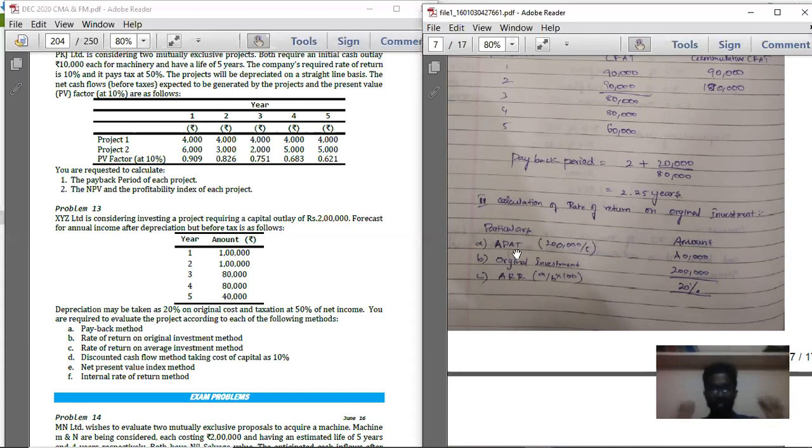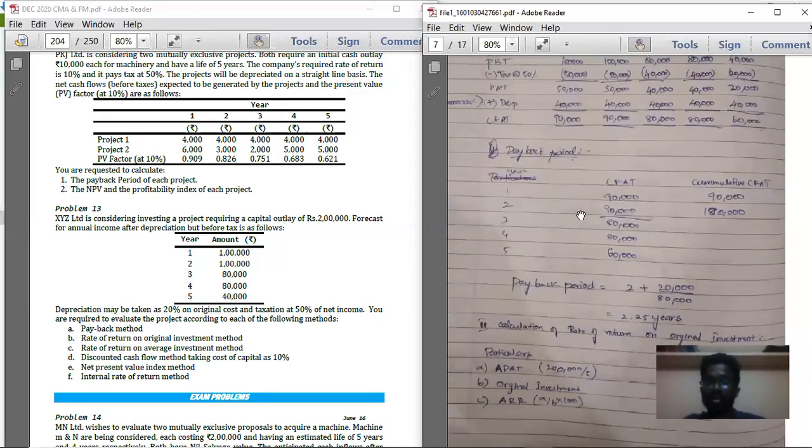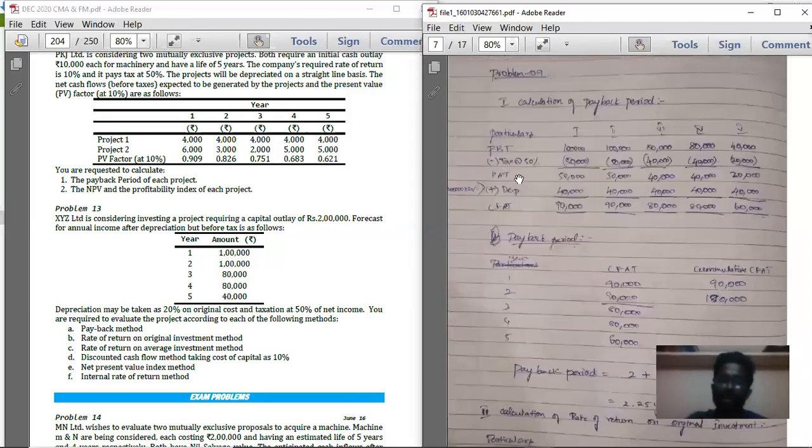Don't do the calculations. One second. This is profit before tax, so we should take the profit after tax values. Sorry. So now come to profit after tax, after deducting tax. The given amount is profit before tax. See, this is how we will make mistakes. So I have given an example for you.